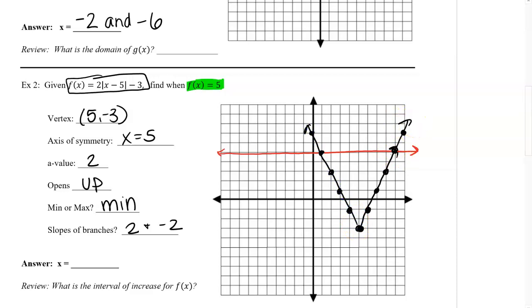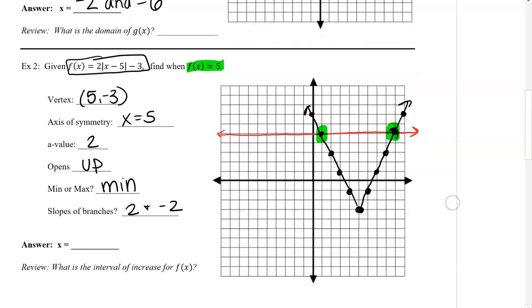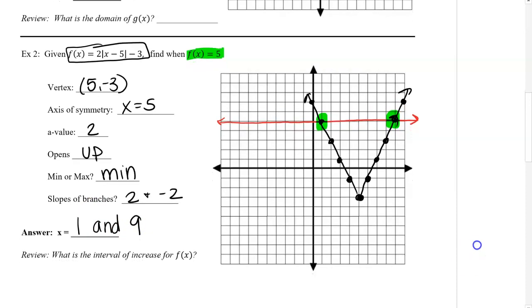Okay, so from here we are looking for this graph of the absolute value function to intersect the horizontal line. So the values that this happens at are x equals 1 and 1, 2, 3, 4, 5, 6, 7, 8, 9. x equals 9. Those are the solutions to my absolute value equation. Where does this absolute value equation equal 5?